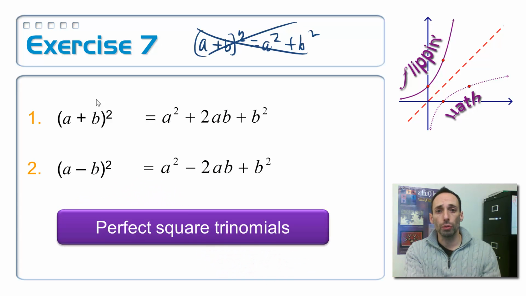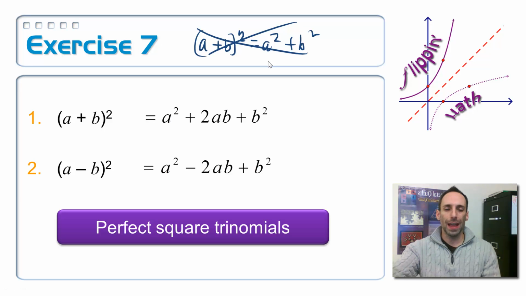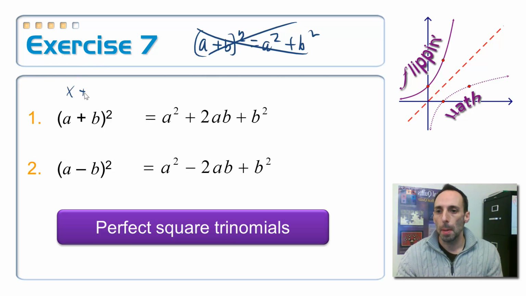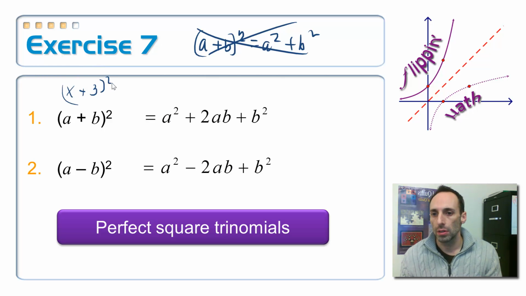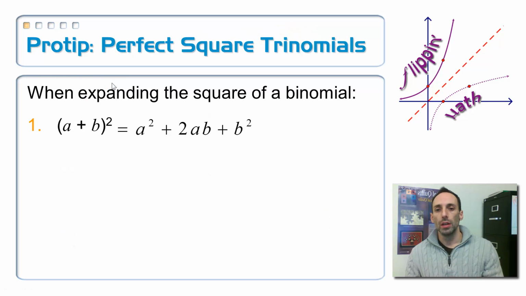Trinomials because there are 3 terms in it, perfect squares because, well, this number a squared is going to be a perfect square. This number b squared is going to be a perfect square as well. Okay, and you may not have a and b inside there. There might not both be variables. You might have something like (x plus 3) squared. If you recognize these things as patterns, then it speeds up the process of taking the product.